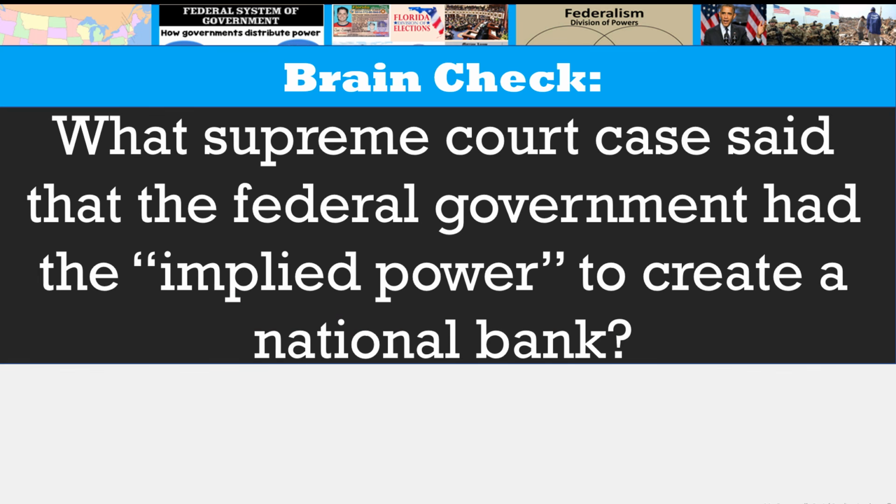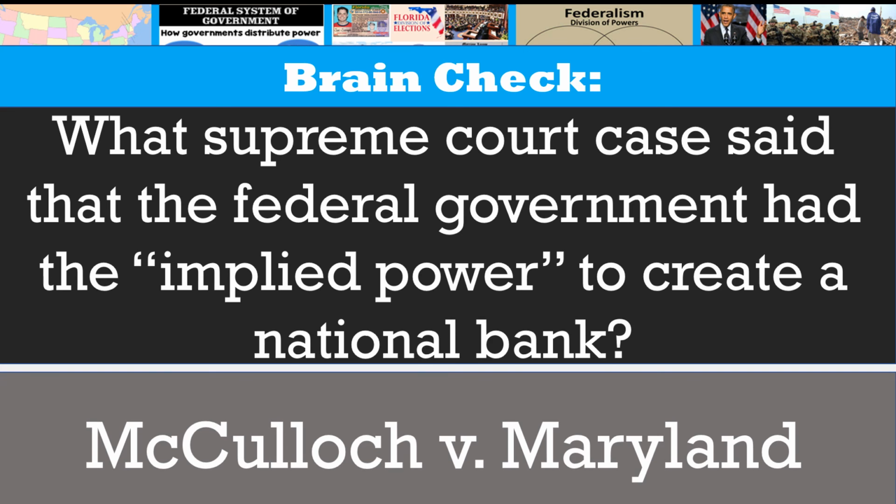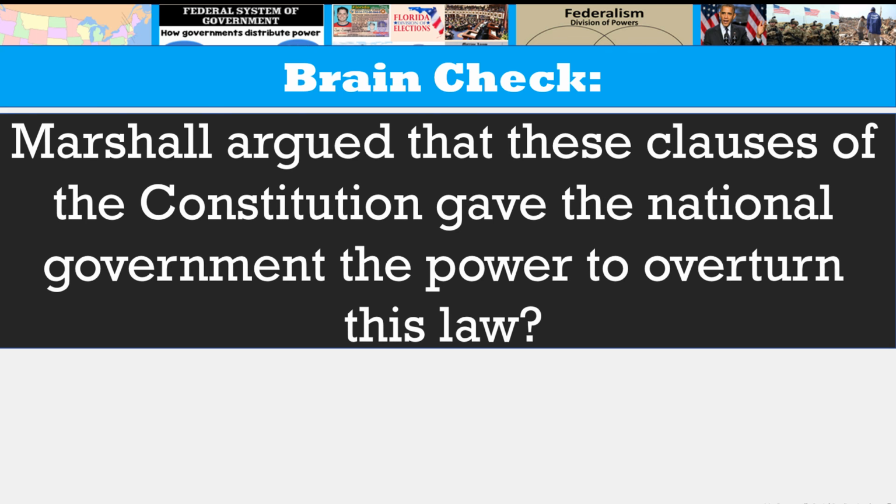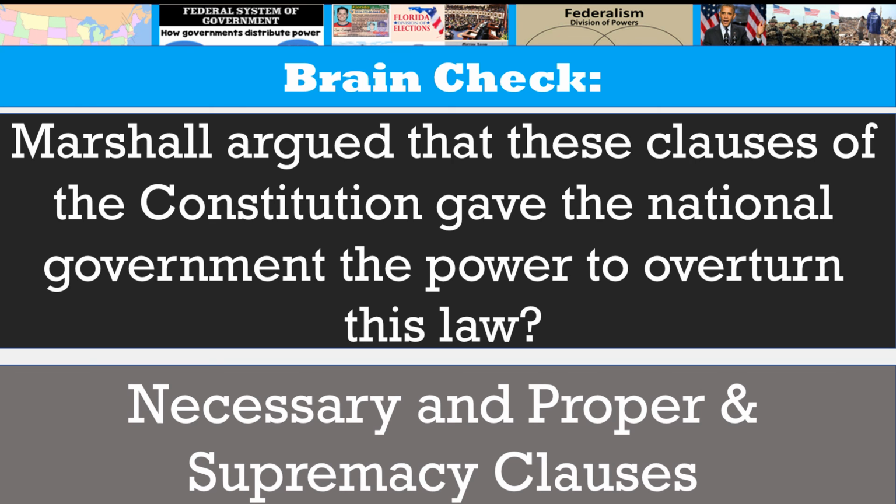What do we call shared powers between the national and state governments? Concurrent powers. What Supreme Court case said that the federal government had the implied power to create a national bank? McCulloch versus Maryland. Marshall argued that these clauses of the Constitution gave the national government the power to overturn Maryland's practice. The Necessary and Proper Clause and the Supremacy Clause.